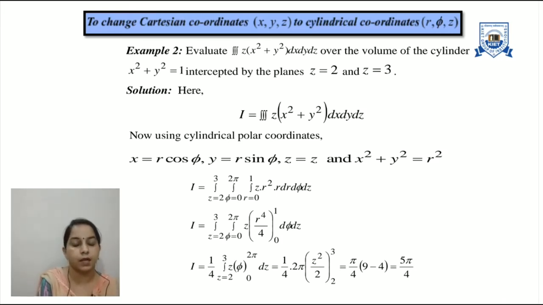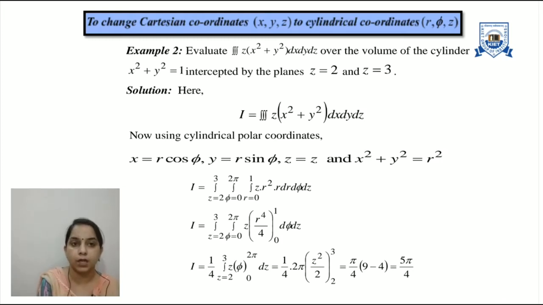As earlier, cylindrical polar coordinates are x equals r cos phi, y equals r sin phi, z equals z, and x square plus y square equals r square. So here we have x square plus y square equals 1, so the limits of r are 0 to 1. And for the full volume of the cylinder, I have already told you that phi is from 0 to 2 pi, and the value of z is given in the question, that is from 2 to 3.